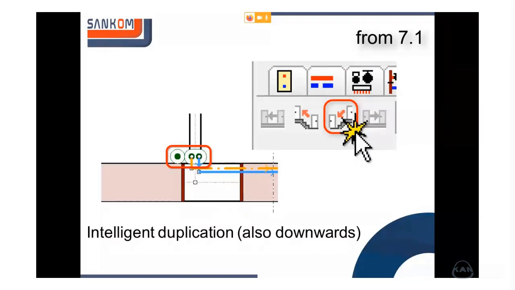The other option introduced in version 7.1 was intelligent duplication, also downwards. Upwards existed before, but it occurs that very often it's useful also to duplicate downwards. And for example, when we decide on location of risers, very often it's more important the precise location on the ground floor and more important than the basement. So we can place the riser on the ground floor and just duplicate it downwards to the basement.